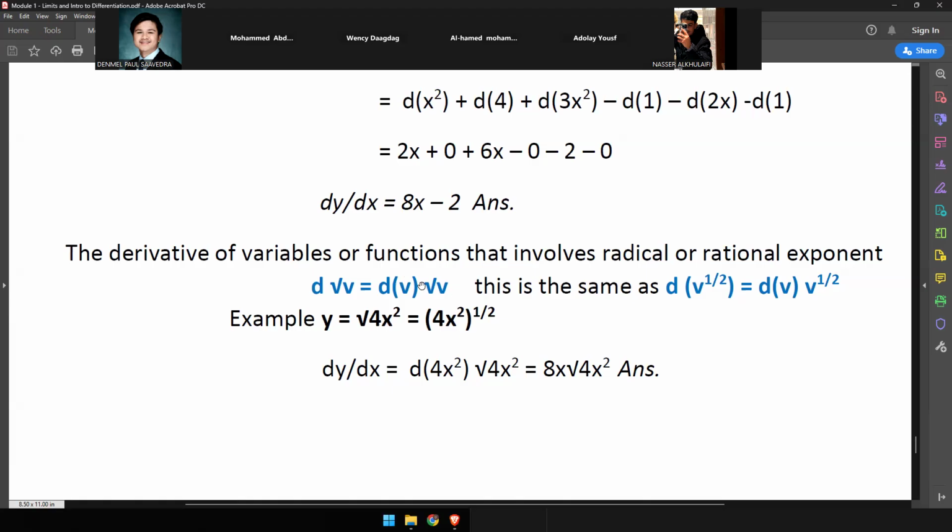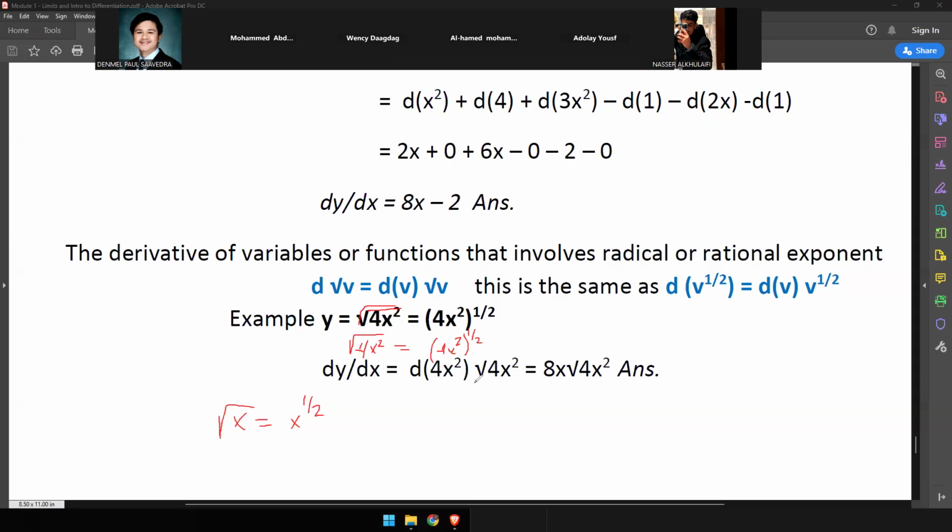Now, for you to understand this one, let us have an example. We have here y is equal to the square root of 4x squared. So this one is equals to 4x squared raised to 1/2. Correct? Yes. Square root of x is equals to x raised to 1/2. So this one, it's the complete square root. It's not just the 4. It's the square root of 4x squared. So this one is equals to 4x squared, and then the square root is 1/2.